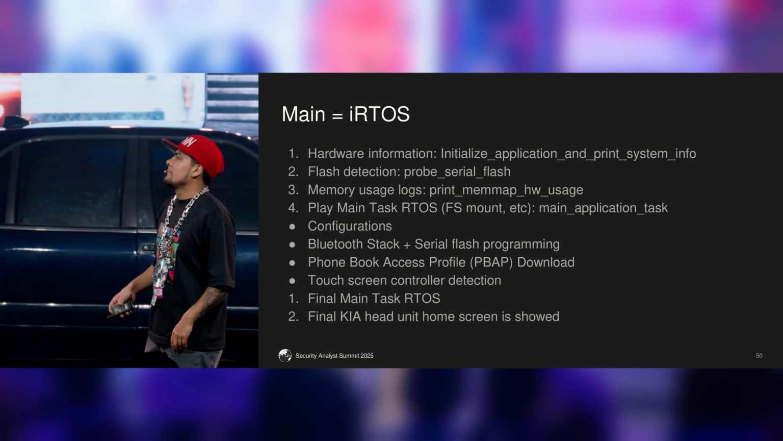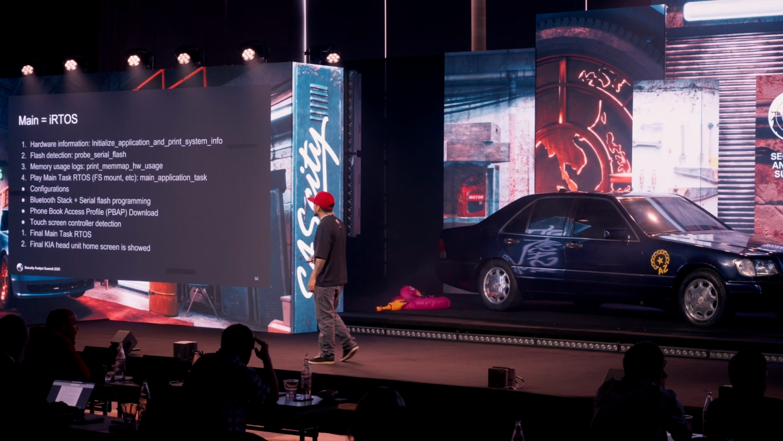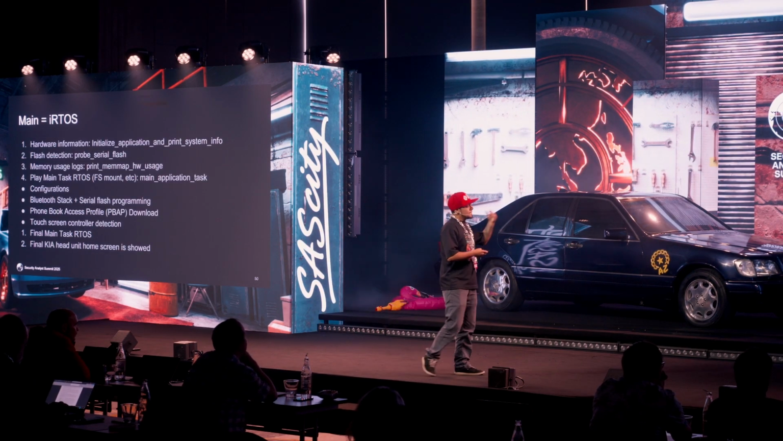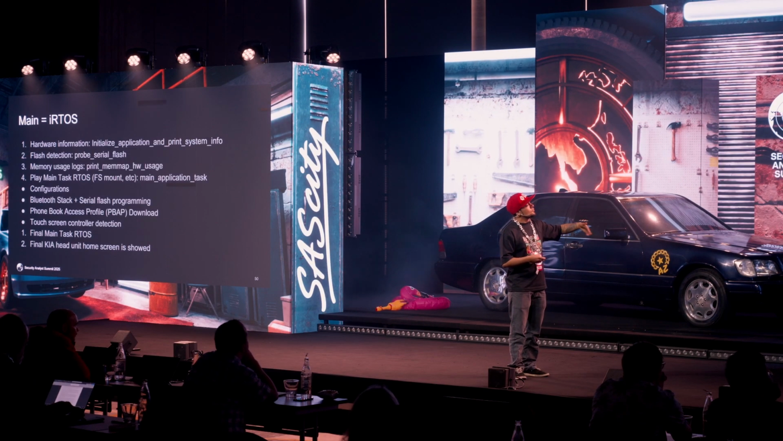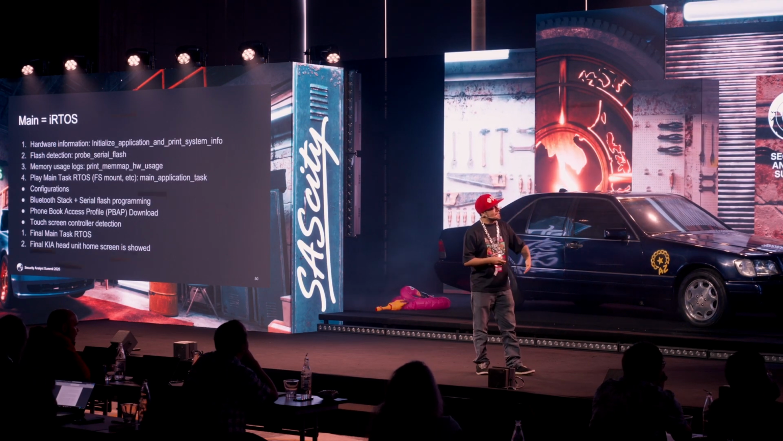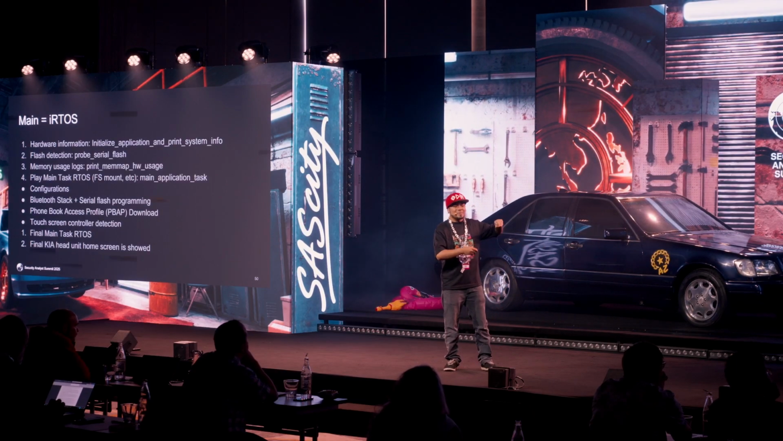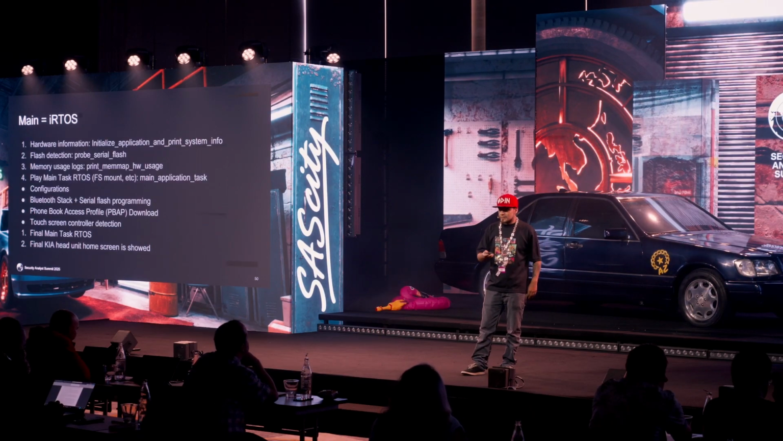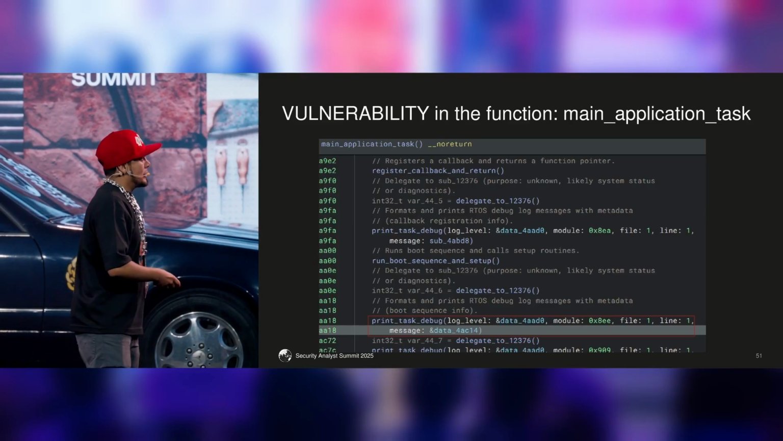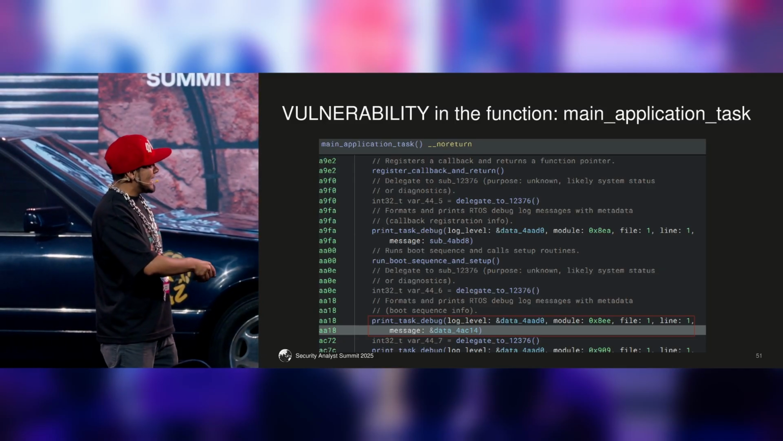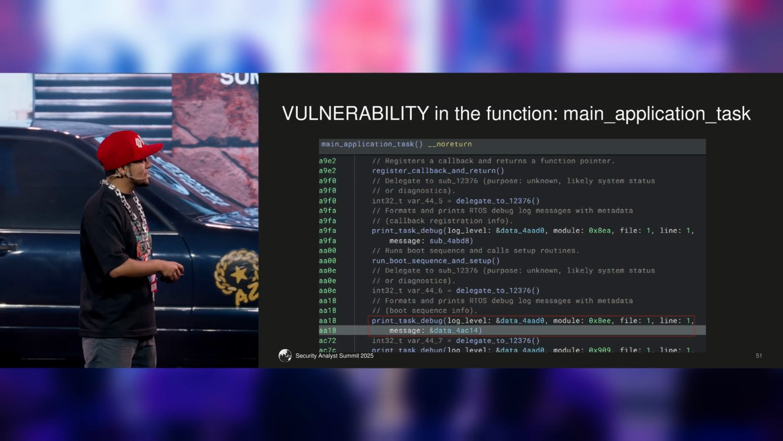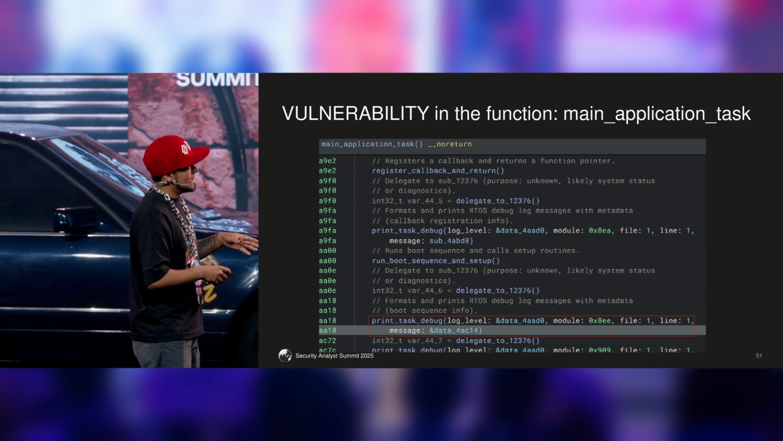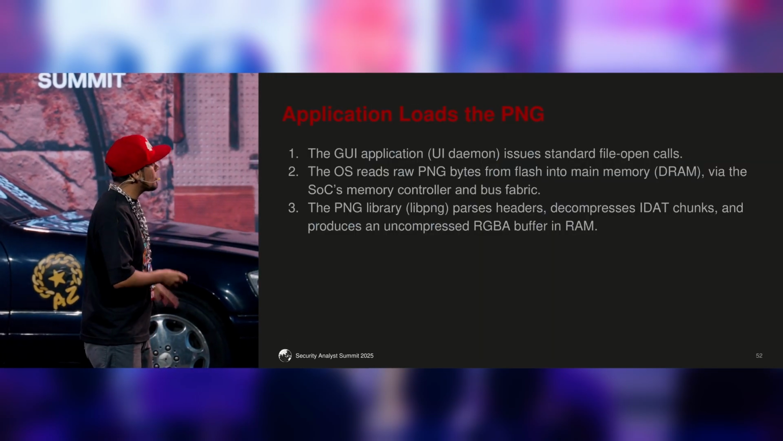And here in line 4 we have the main tags of the real-time operating system where the file system is mounted. Okay? And after that we have a lot of tags about the configuration, Bluetooth stack, serial transfer programming, phone book access, touch screen controller detection, and so on. It's like analyzing a big real-time operating system with hundreds of millions of lines of code. Okay? But this is a summary of that. And finally, here in the main application tags, we have the log that prints in the UART console that mentions that the file system is mounted. Okay, but what is going on here?